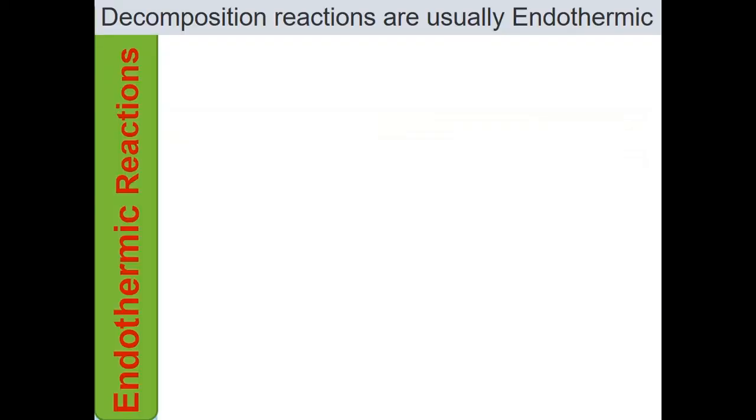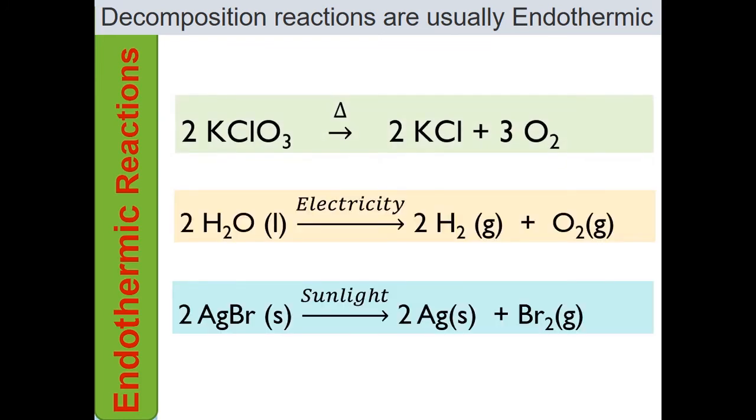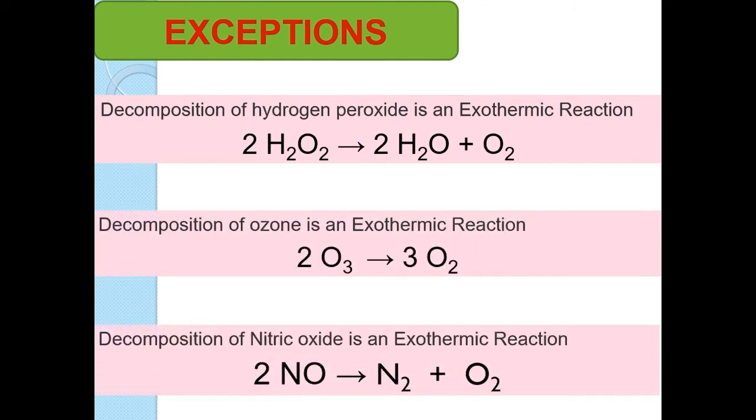In general, decomposition reactions are usually endothermic, since a decomposition reaction involves breaking bonds of a large molecule to form 2 or more smaller products. More bonds are broken than are formed, which means that the reaction will require a net input of energy, making it endothermic in nature. But yes, again, exceptions. Decomposition of hydrogen peroxide, ozone, and nitric oxide are exothermic reactions.